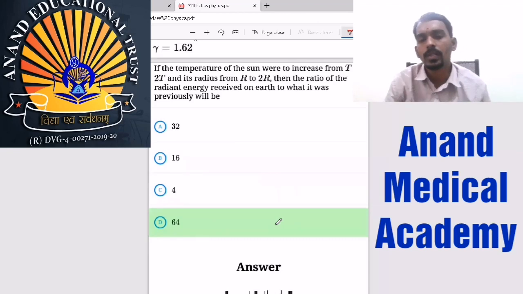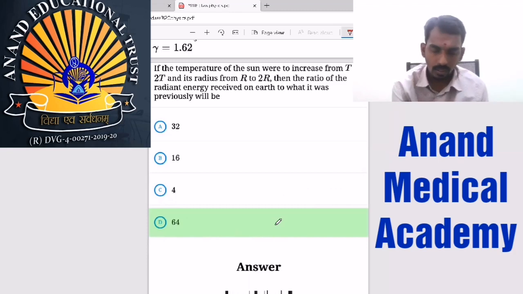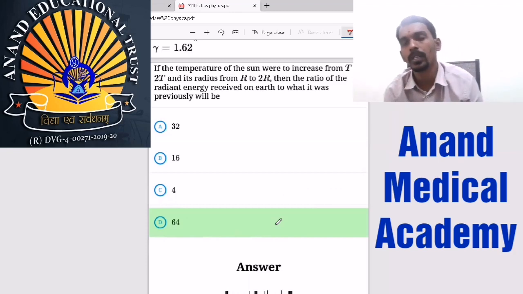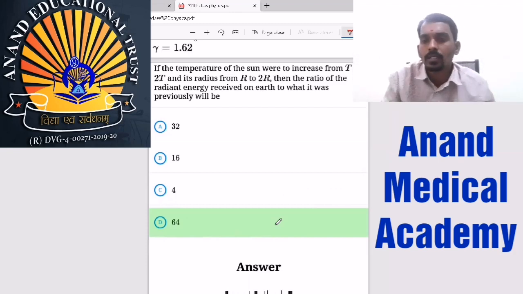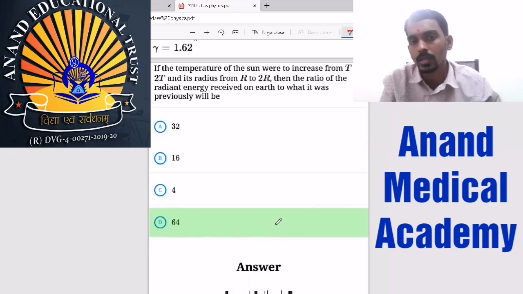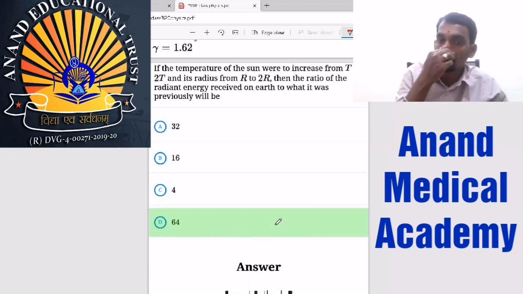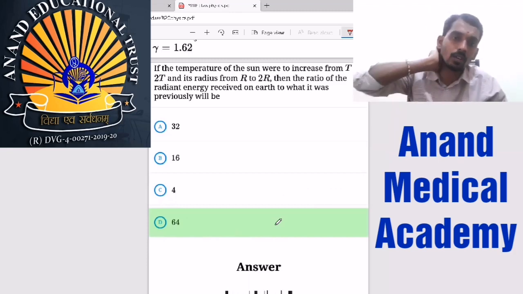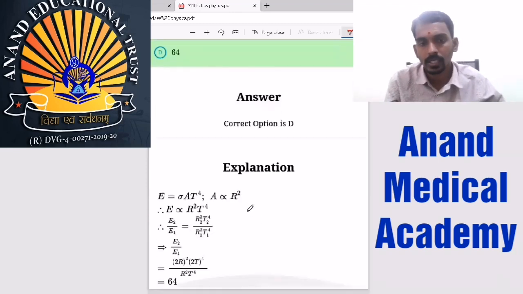Now see, it is based on heat transfer. So in heat transfer, based on radiation, most of the time they will ask questions. So please study Wien's law and Stefan's law, based on which they will ask questions. Here they asked a question based on Stefan's law, like radiation power is proportional to T power 4. Also radiation power is proportional to area. So if temperature changes and radius changes, how the radiation power changes, that ratio they are asking. It is nothing but Stefan's law.